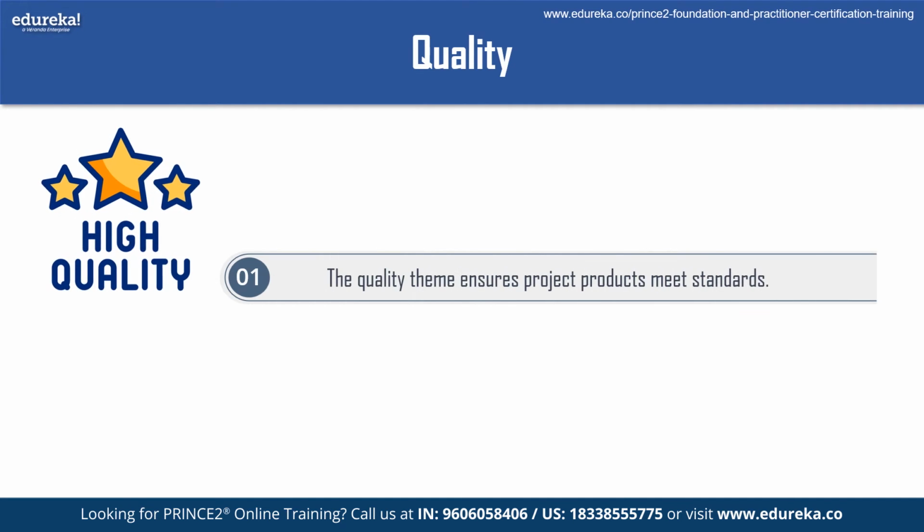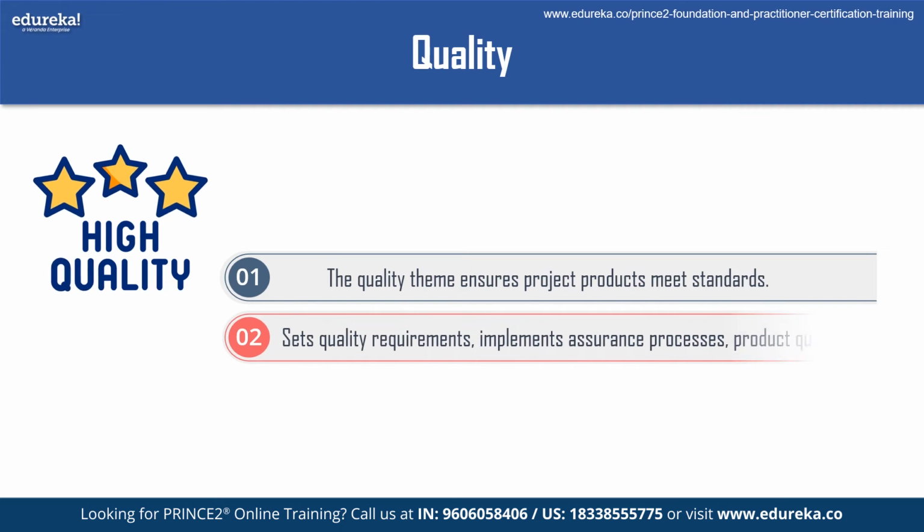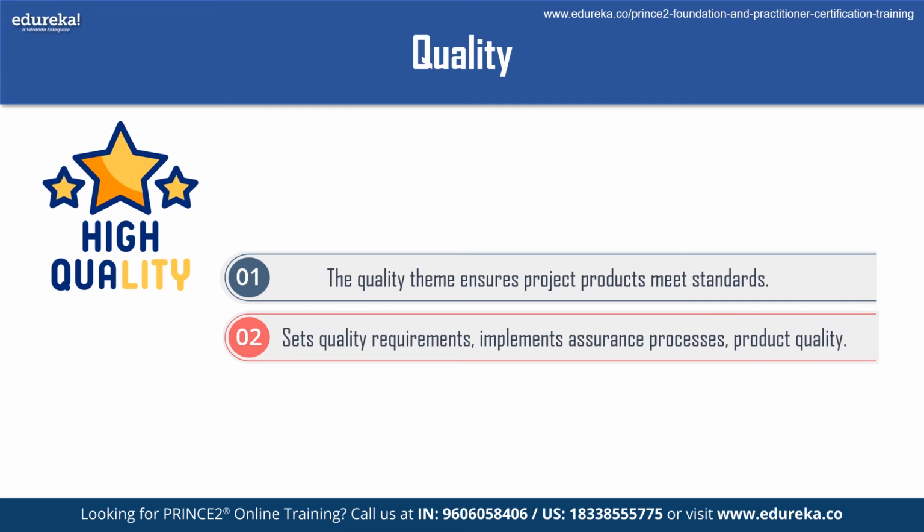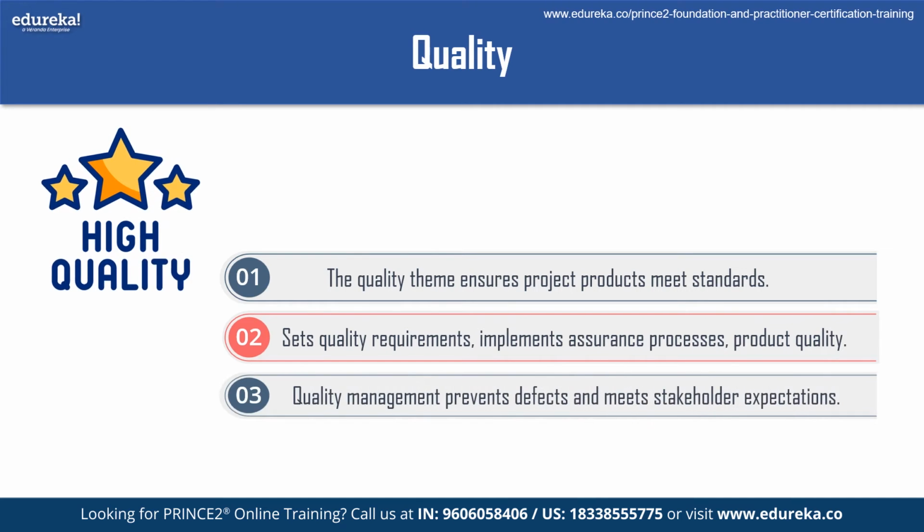Moving on to quality. The quality theme focuses on ensuring that the project products and outcomes meet the specific requirements and quality standards. It entails determining the quality and the acceptance requirements for each product, implementing quality assurance and control processes, and also monitoring and reviewing the product quality throughout the project. Quality management aims to prevent defects, errors, and rework, resulting in products that meet the stakeholders' expectations.